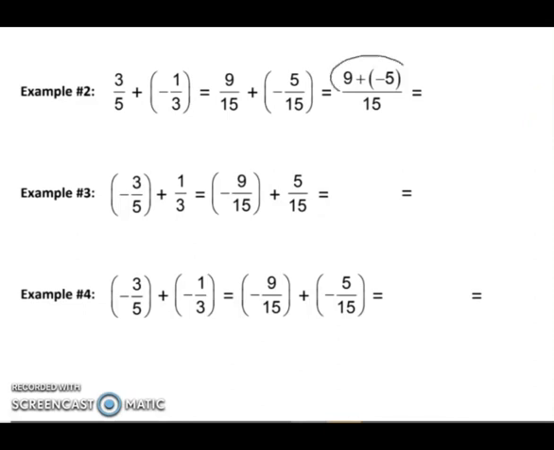You can see right here, we're going to have to pay attention to the signs. Those have different signs, so we're going to subtract and take the sign of the one that's furthest from 0. That positive 9 is further away from 0 than negative 5 is. So that means this is a positive 4/15. That does not reduce, so my answer is 4/15.